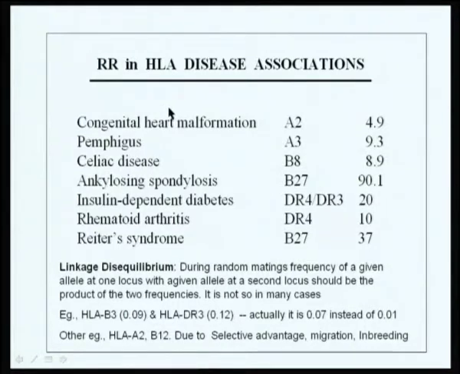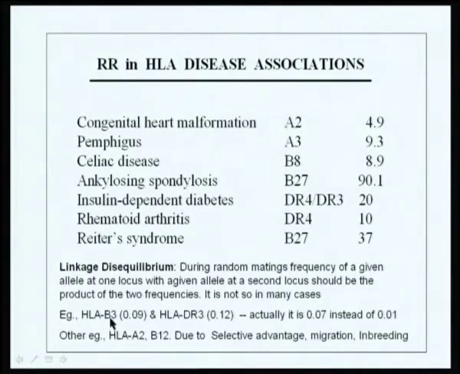Now, as a derivative of these observations, you find that there is a linkage disequilibrium. What does this mean? This means that during random matings, the frequency of a given allele at one locus of the HLA together with the second locus of the HLA should be the product of the two frequencies, according to statistical principles. However, we find that it is not so in many situations.